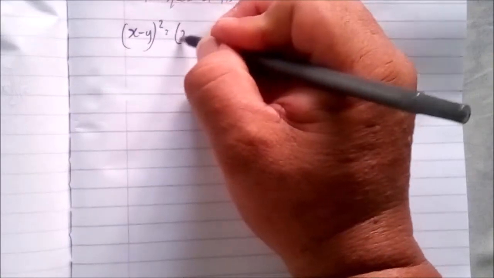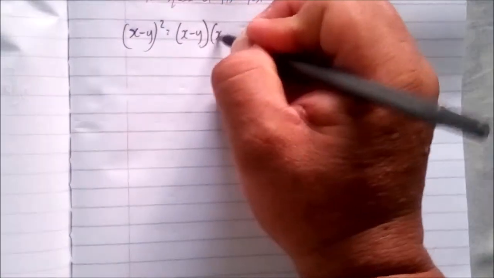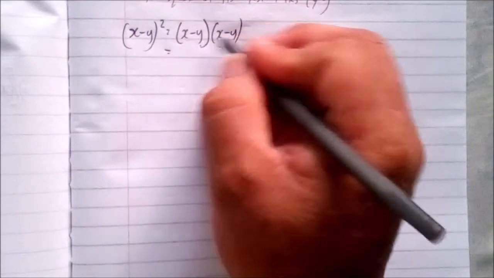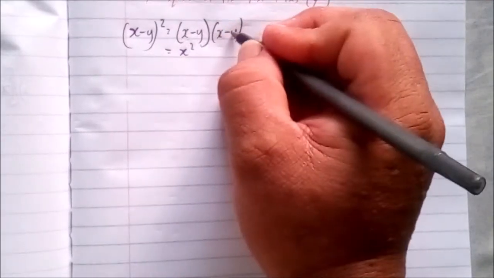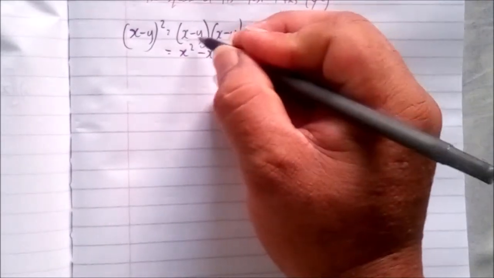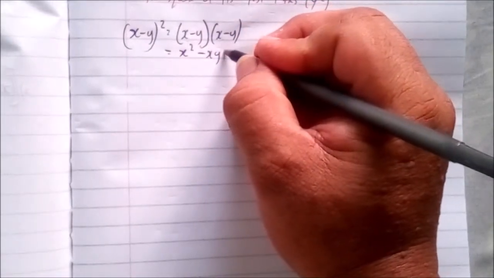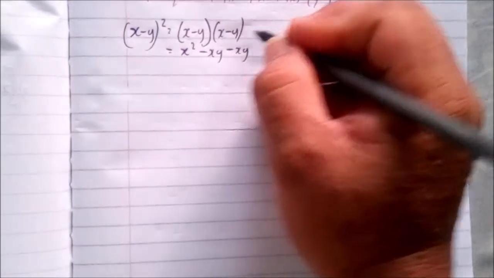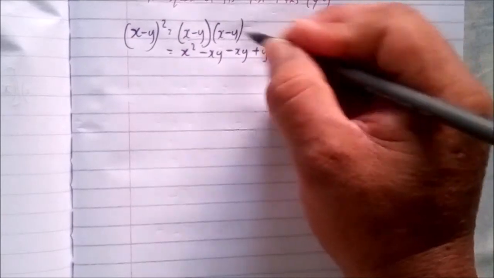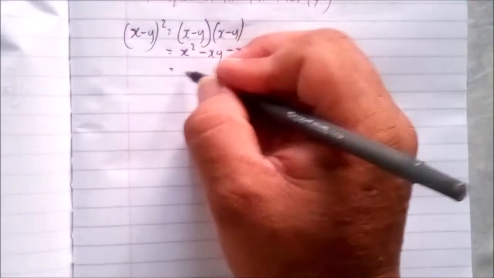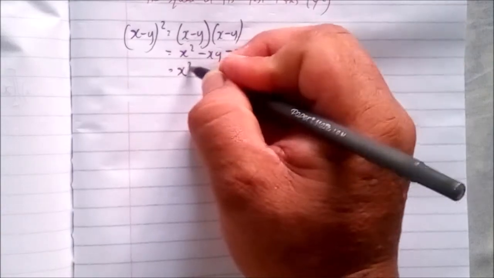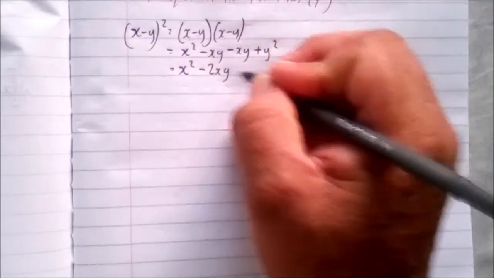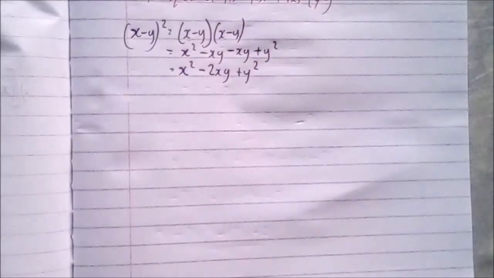Consider that we have x minus y, squared. We're going to do the same method again. Expand, so this means (x minus y) times (x minus y). x times x is x squared. x times negative y is negative xy. Negative y times positive x is negative xy. Negative y times negative y is positive y squared, because a negative times a negative gives a positive. This gives us x squared minus 2xy plus y squared, and that's our solution.